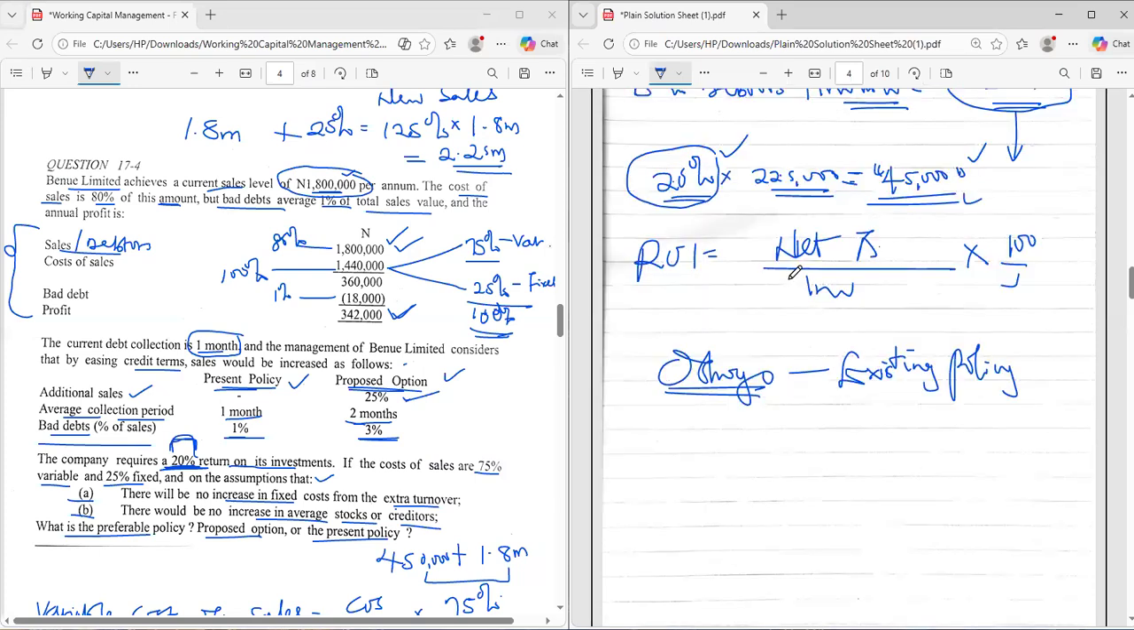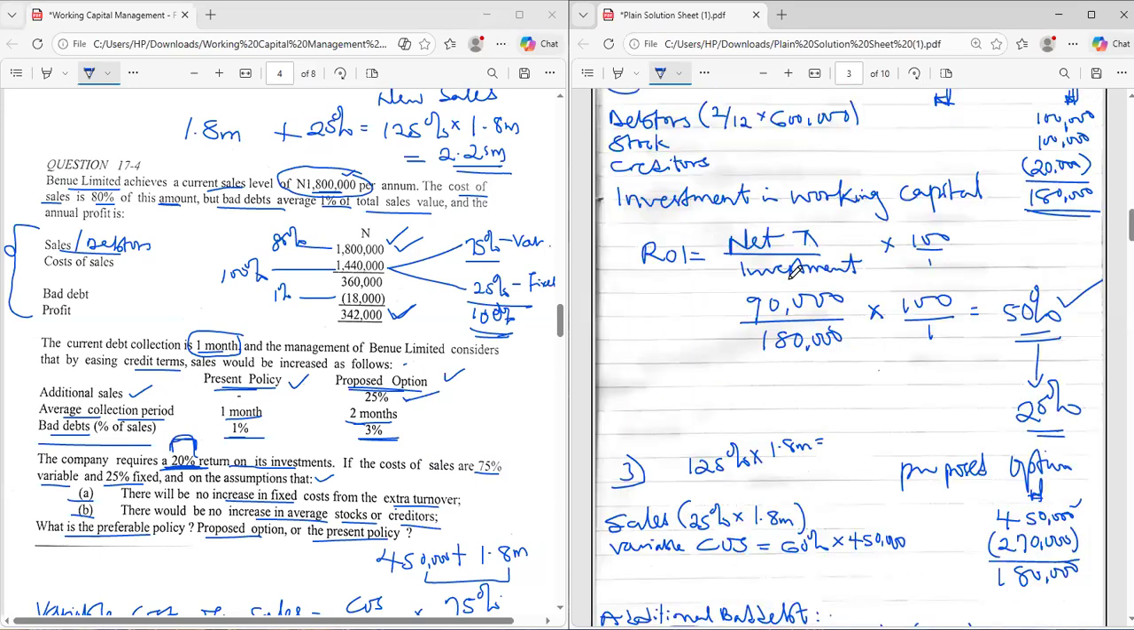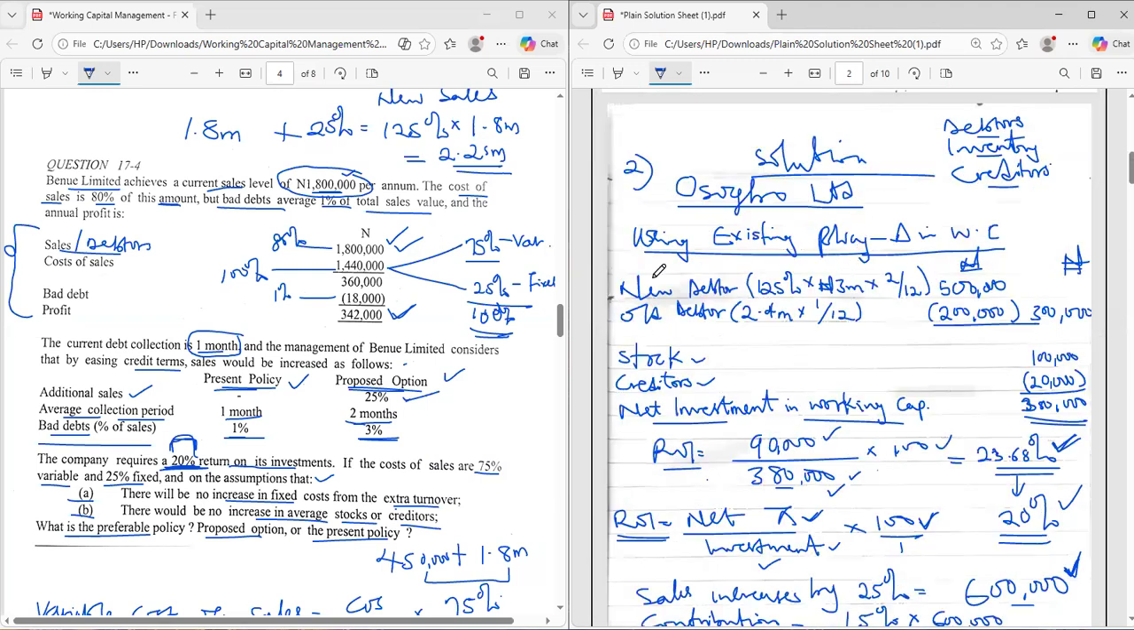Now, let me take you through what I did here in the existing policy before I solve the new one. In the existing policy, we were looking for change in working capital. And I told you, whenever you are looking for change in working capital, pick the 3 elements. We talked about new debtor, old debtor, we got the change 300,000. We talked about stock, they already gave us the change directly, 100,000. And then creditors, they gave us the change already, 20,000.